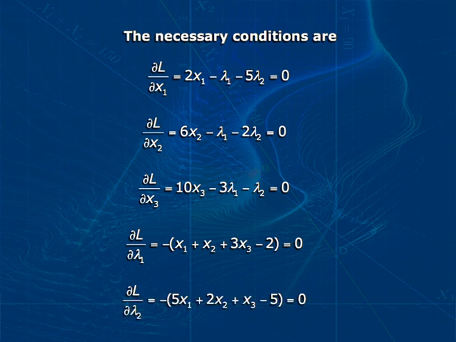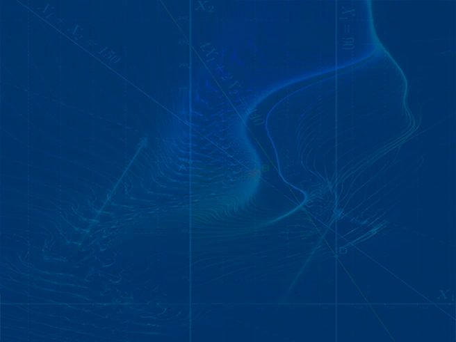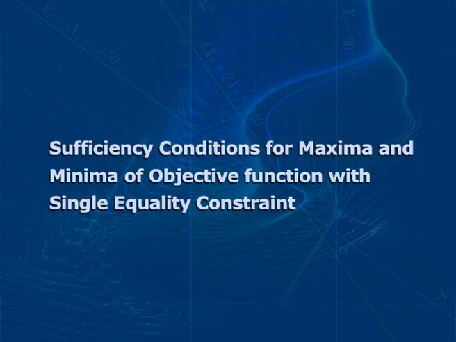Del L over del lambda 2 is equal to minus 5x1 plus 2x2 plus x3 minus 5 is equal to 0. Sufficiency conditions for maxima and minima of objective function with single equality constraint.